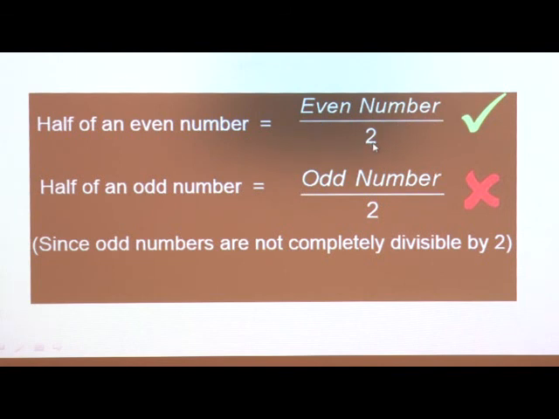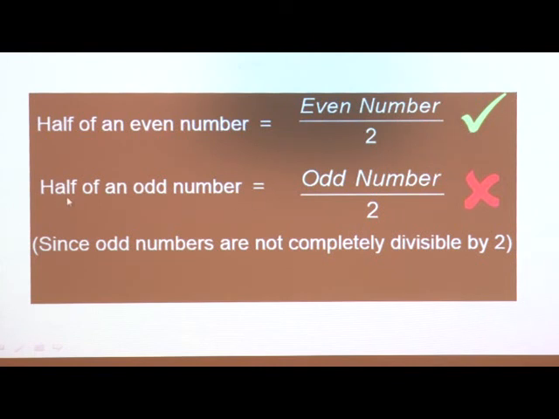I will give one more example. What are the even numbers? 2, 4, 6, 8, 10, 12, these are all even numbers. So if you want to find the value for the even number 12, what will be the half of 12? What you will do is write 12 in the place of the even number and divide it by 2. So we can say that half of an even number is possible. You can do just a reduction, you can do the division and we can find out.